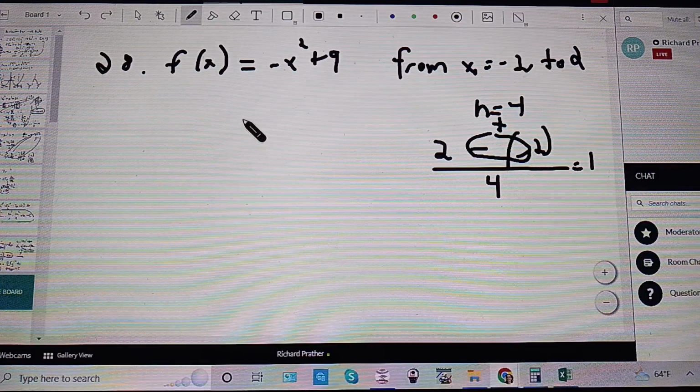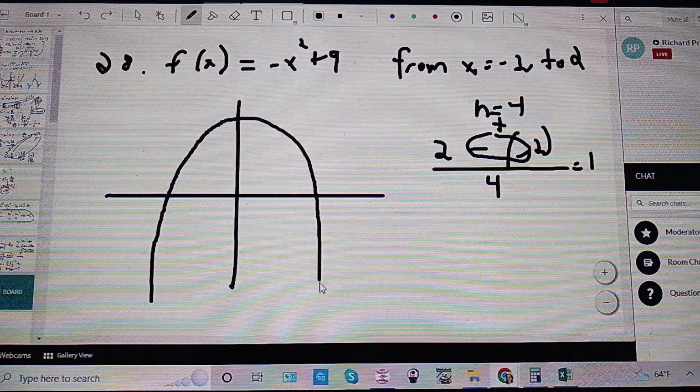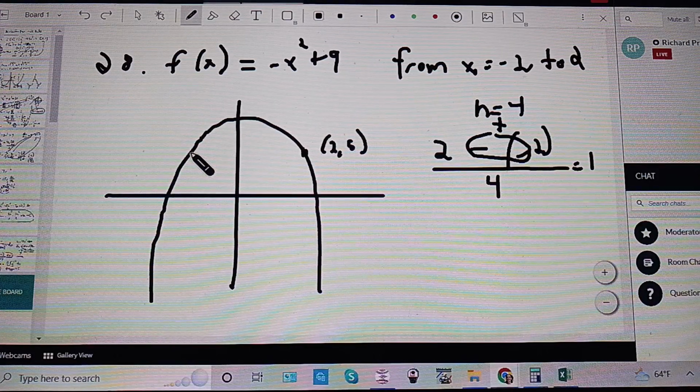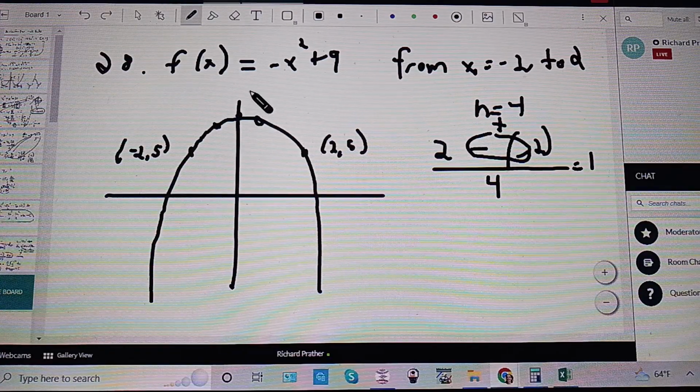So -x squared plus 9 is a graph that looks like this. And when x is 2, that would be 5. So we're talking right here. Let me call this spot (2, 5). And this would be (-2, 5). And then you could get your -1 and your +1, and this would be (0, 9) up here.